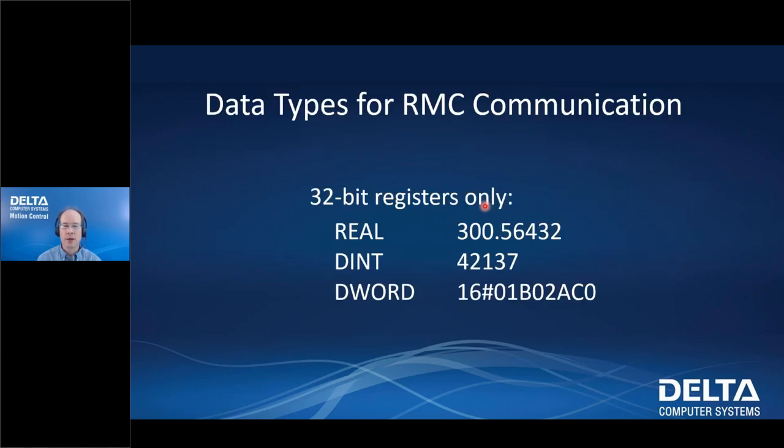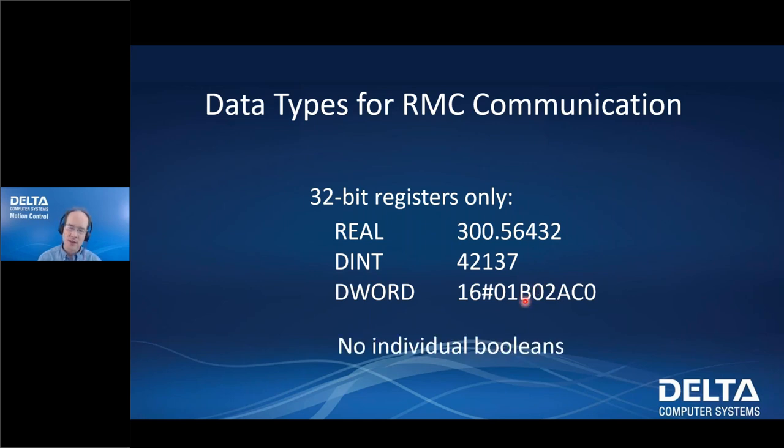When we're communicating with the RMC, you need to keep in mind the data types that the RMC allows for communications, and it's 32-bit registers only. Generally it's the real, which are floating point values in 32-bit IEEE format, double integer, so like an integer such as this, and then a double word, which is a string of bits often represented in hexadecimal format as I list here.